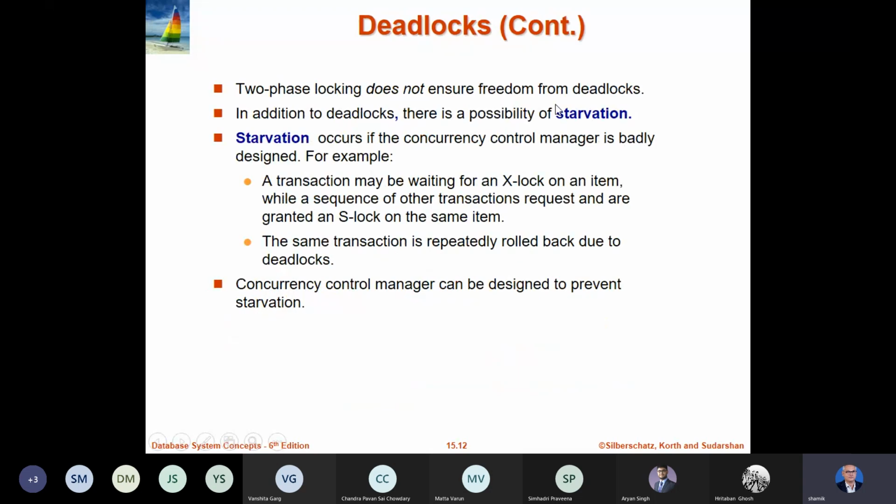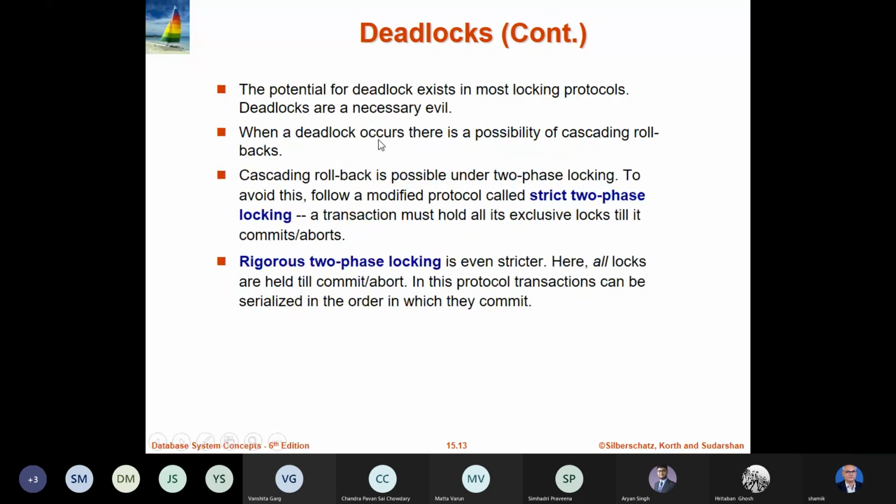So two-phase locking does not ensure freedom from deadlocks, as I said. Of course there is also a possibility of starvation. If one transaction is repeatedly getting rolled back, it can result in starvation. You can use the standard deadlock handling strategies that we have studied; similar strategies can also be used for handling deadlocks in database management. So deadlocks are a necessary evil, as you can see.